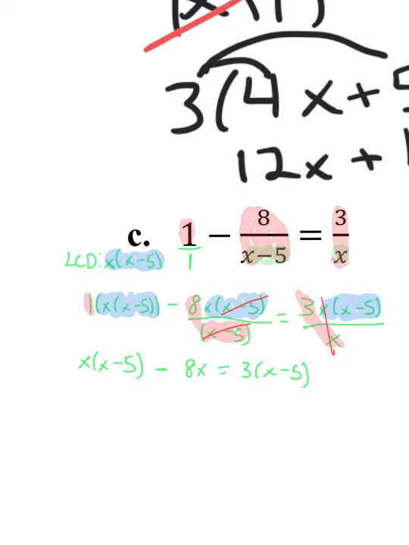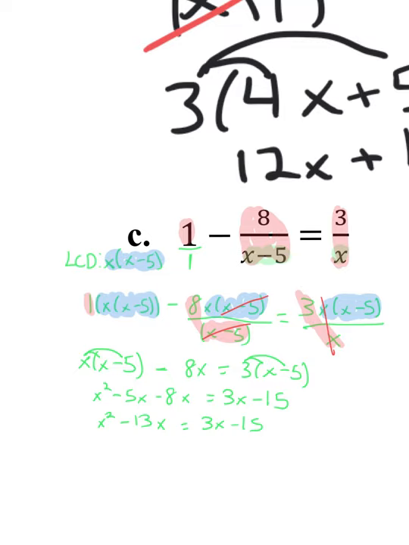And now from here, I just need to simplify and solve algebraically. So I'm going to distribute my x there. I'm going to distribute 3 here. I get an x squared minus 5x. I still have that minus 8x. On the other side, I have 3x minus 15. So negative 5x minus 8 more x is going to be negative 13x. And now this looks a little annoying. It's going to be a quadratic problem.